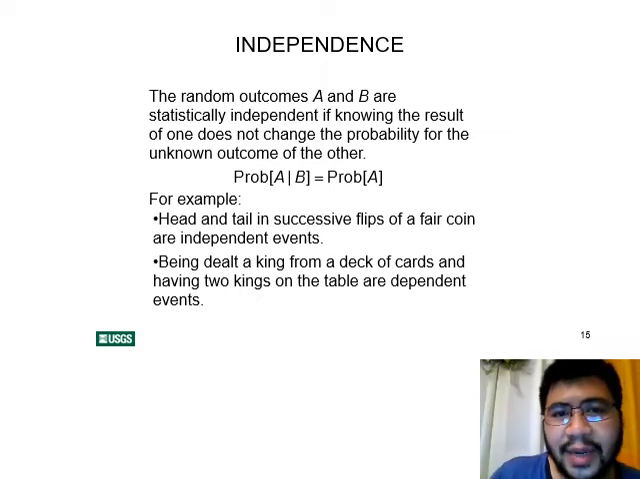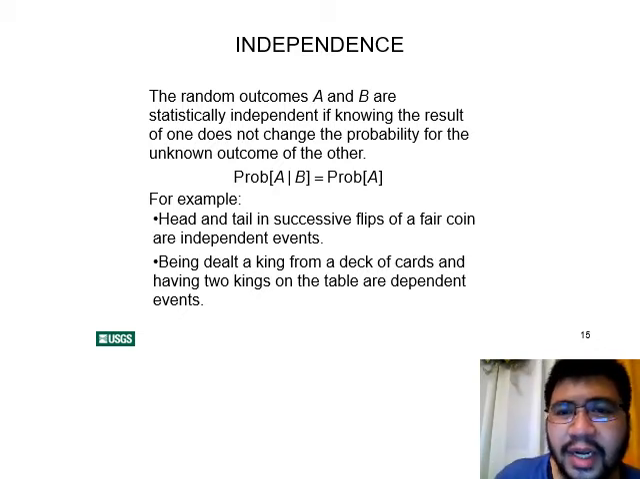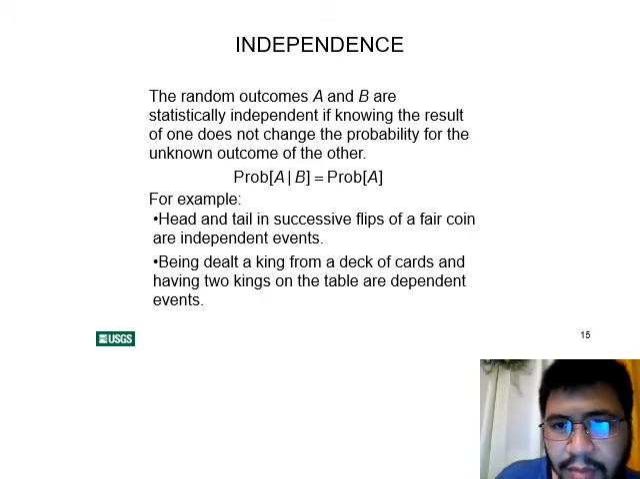All right, so independence simply means that knowing the result of one event does not change the probability of the unknown outcome of the other event. Okay. So for example, if you have two events, A and B, and they are independent of each other, their probabilities should be as follows.